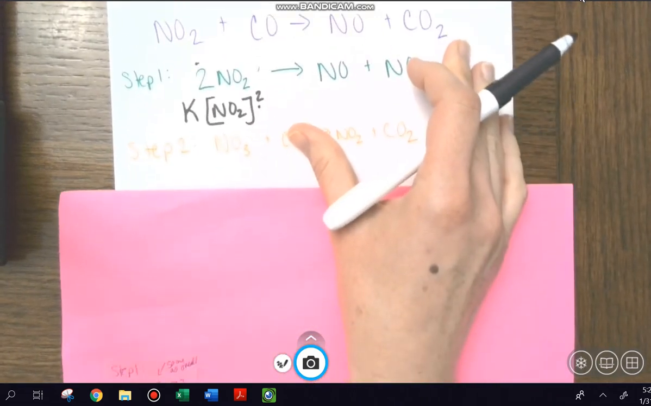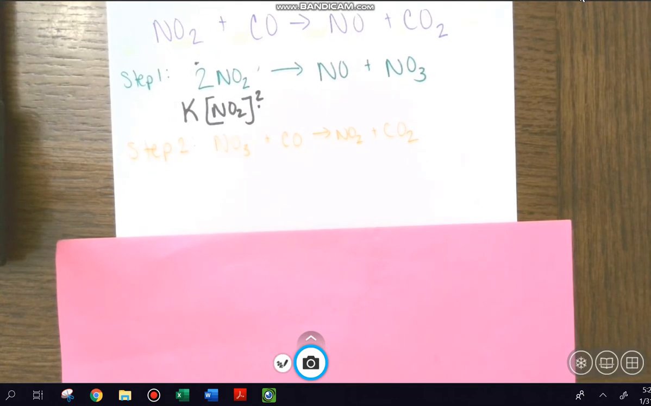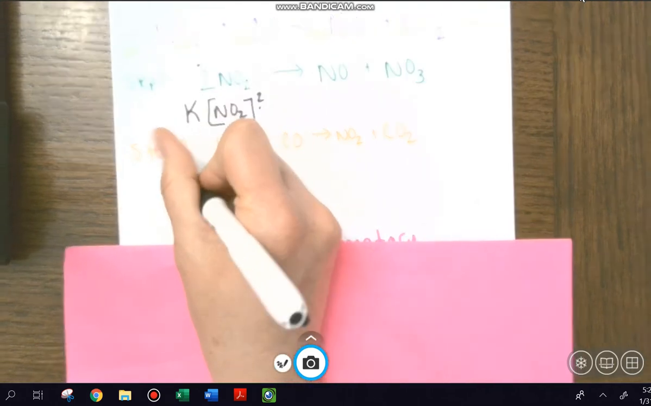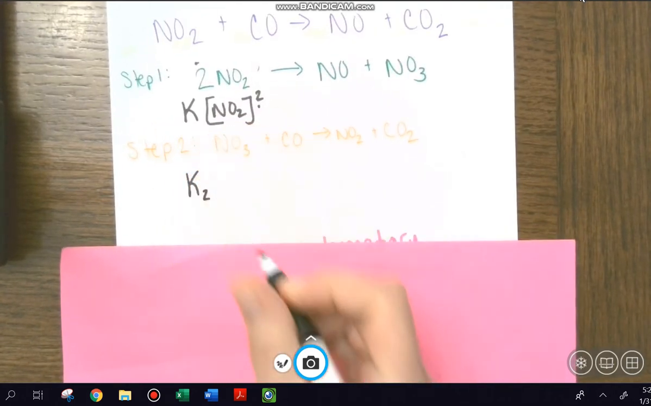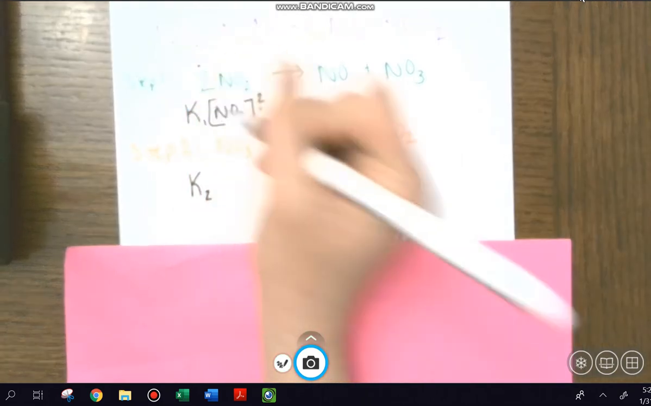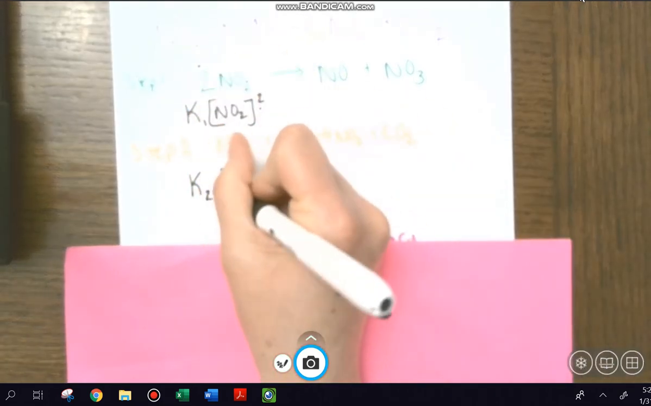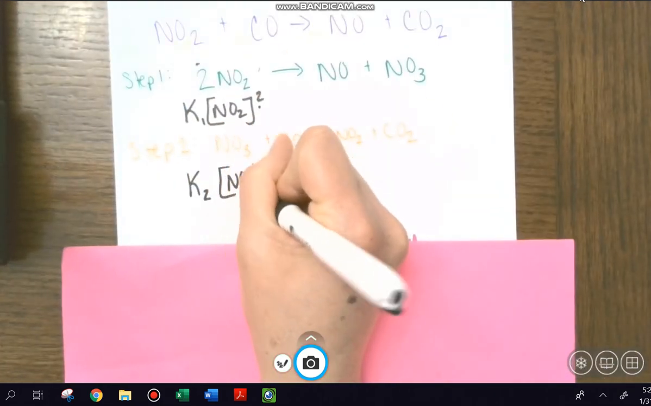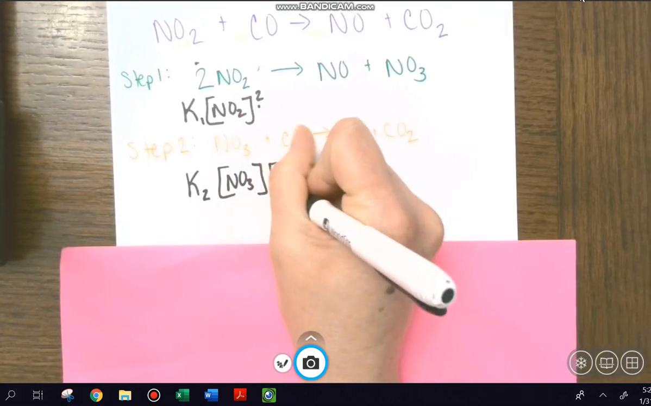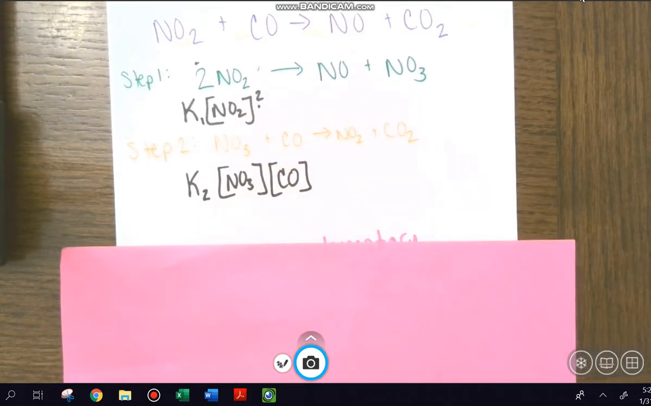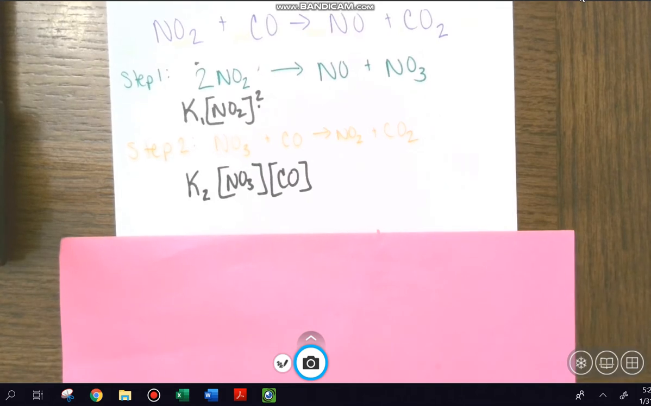For step 2, we're going to do the same thing. So the k, and we're going to put that 2 there just to show that we're doing step 2. I'll put a 1 there to make sure that's well known. So we have NO3 and then CO. Okay, so those would be our rate laws.